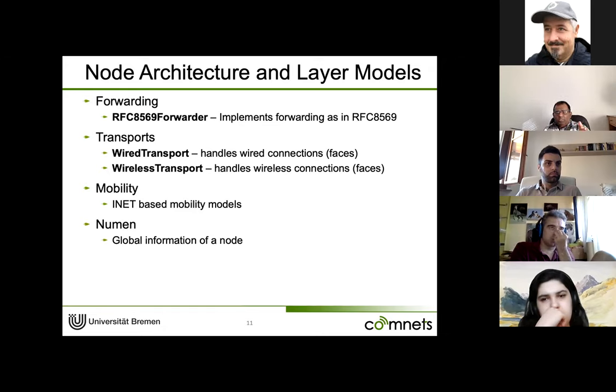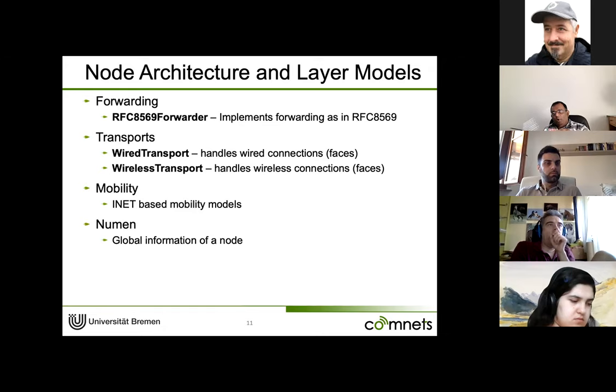And for transports, at the moment, we have conceptual transports like a wired transport and a wireless transport. We use a simple unit disk graph model to handle wireless connectivity to an access point, and also for intermittent connectivity, because you have Bluetooth or Wi-Fi Direct kind of direct communication means. So all this is handled by the wireless transport. But we refer to them as transport.